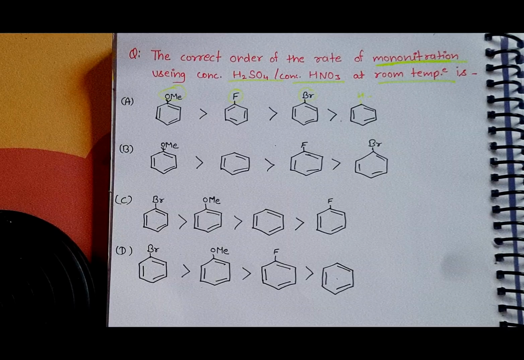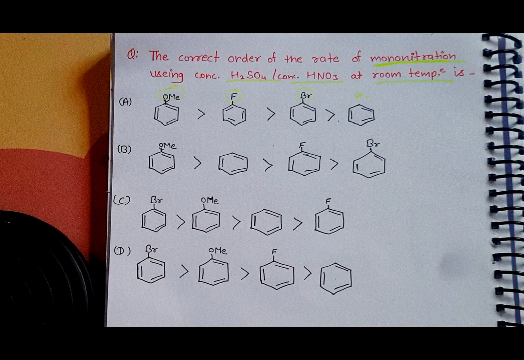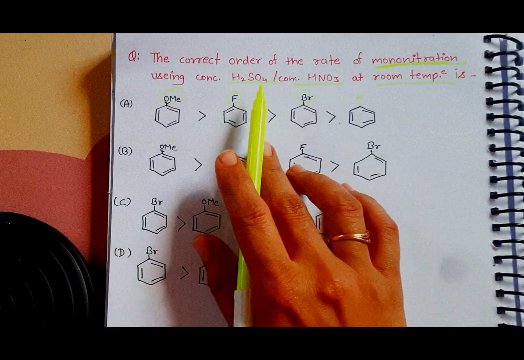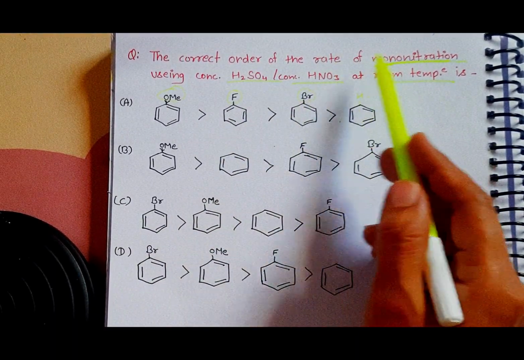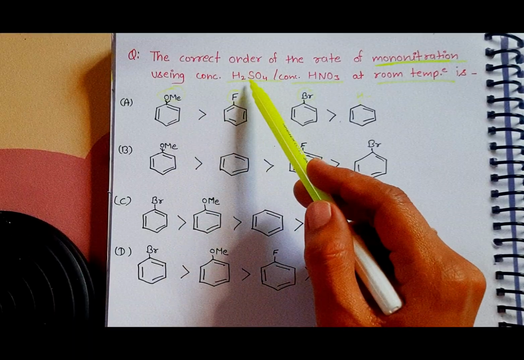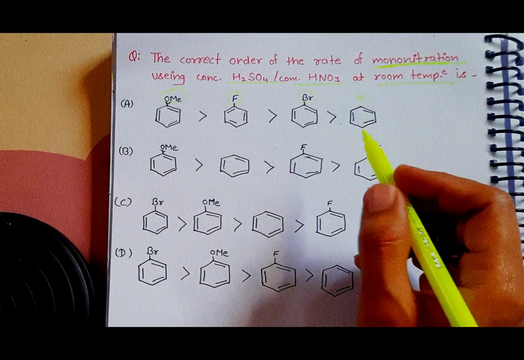So let's start. This is day 2. In this series, we are solving IIT JAM previous year questions. This is question number 2. In this question, they are asking about the correct order of the rate of mononitration using concentrated H2SO4 and concentrated HNO3 at room temperature. So we all know it.